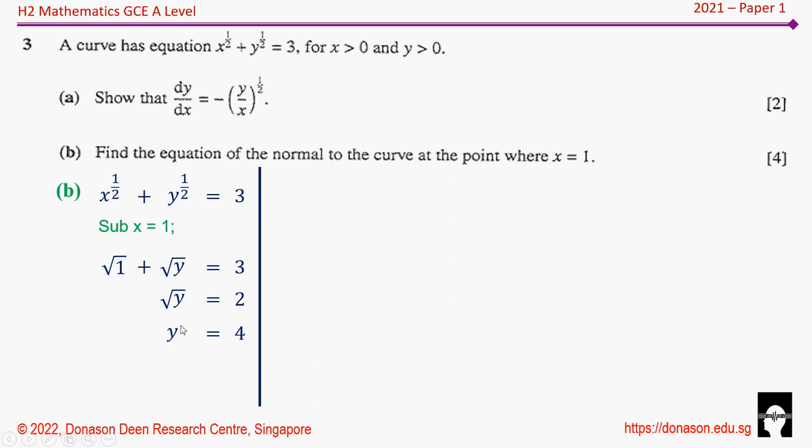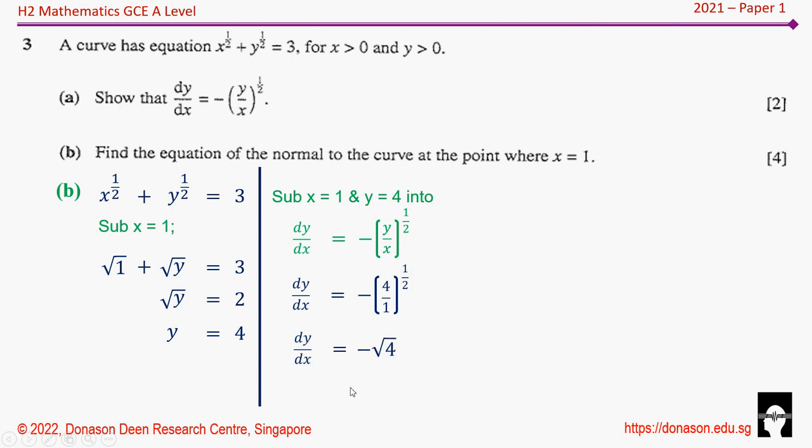And of course, what do we do with the x and y? We can find the value of the gradient, dy/dx. Substitute x equals 1 and y equals 4 into what we have already proven earlier, which is minus y over x to the power of half. So the value of y is 4 and divide by 1 to the power of half, which is simply going to be minus 4 to the power of half, because 4 over 1 is 4. And 4 to the power of half is basically the square root of 4. So when we square root 4, it's going to be 2. So therefore dy/dx, which is the gradient of the tangent line, is going to be equal to negative 2.